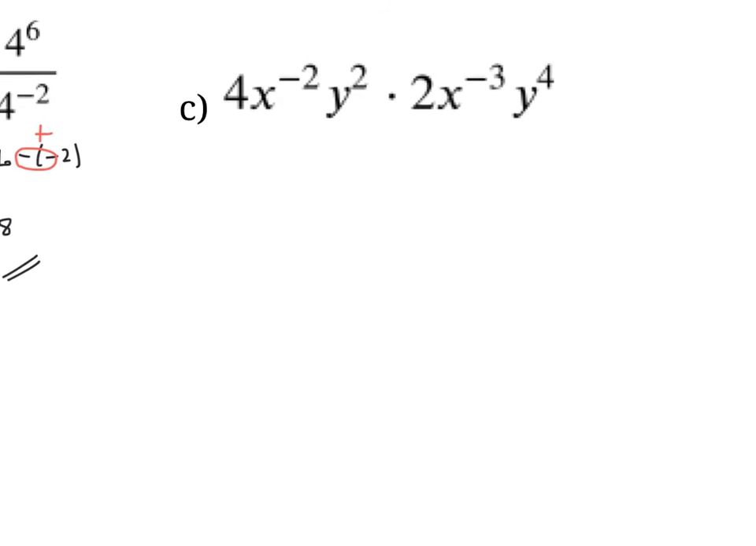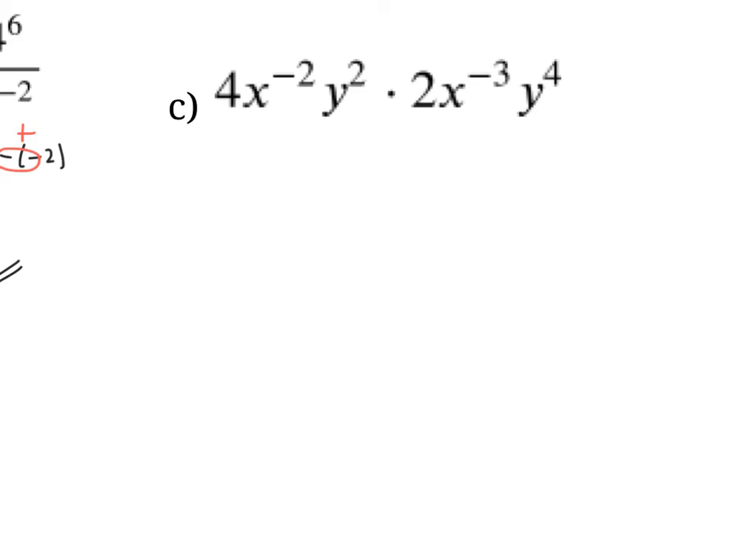Let's do C. Okay, so now we're using all of our exponent laws all together. So we have 4 times x to the power of negative 2 times y to the power of 2 times 2 times x to the power of negative 3 times y to the power of 4. So we remember in the last cycle, we can just collect the terms that we can multiply together. Like we can multiply the 4 and the 2. So I'm going to rearrange it so that the 4 and the 2 are beside each other. I'm just going to check it off. Okay, move the 4, move the 2.